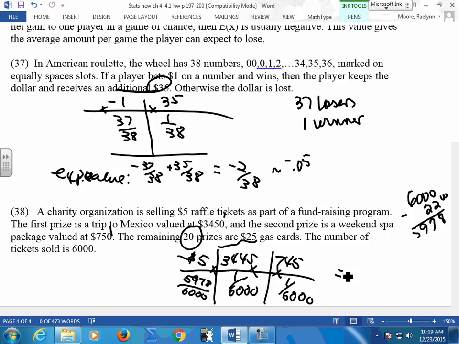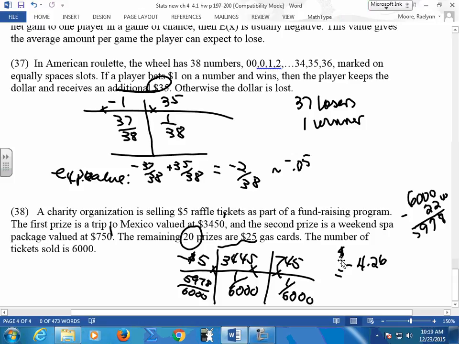Okay, so you're expected to lose about $4.26 every time you buy a raffle ticket. Again, if you bought every raffle ticket, $5 times 6,000, you're spending $30,000, and you're not winning enough to cover what you put into this if you were the one to buy every single raffle ticket. And remember, raffles are not designed to break even. Raffles are designed to make money. So that's why you're never going to make out on that.